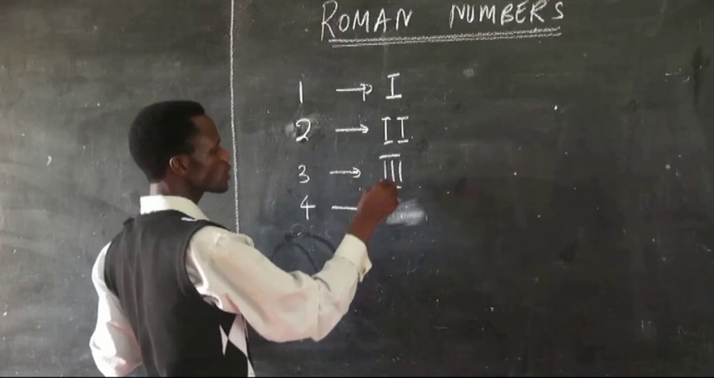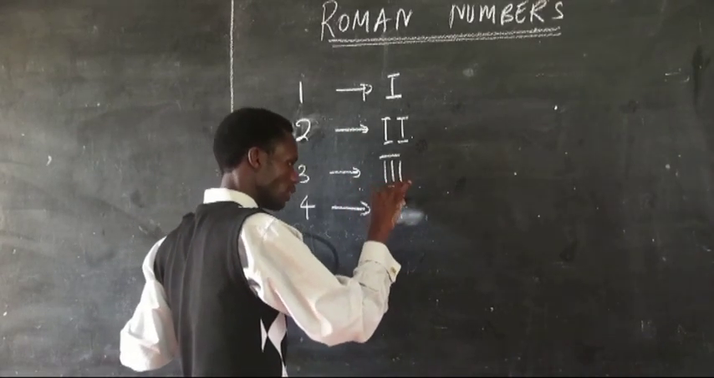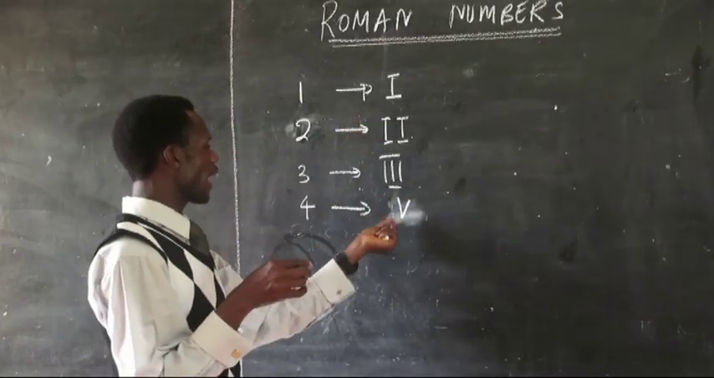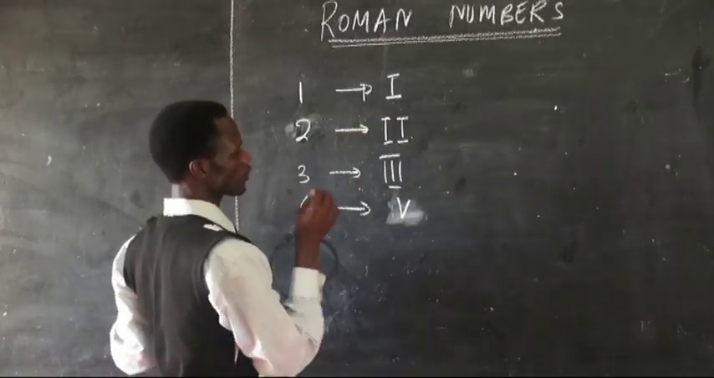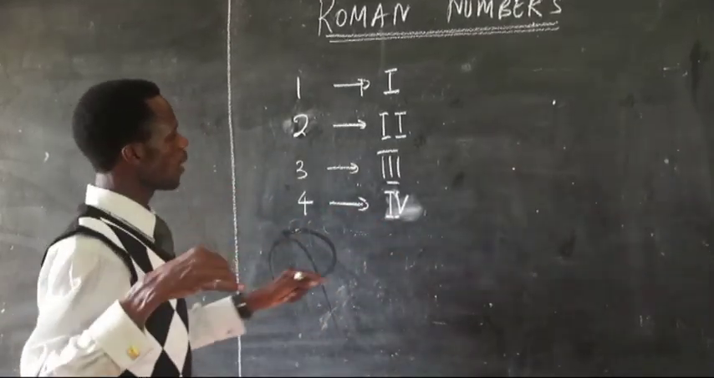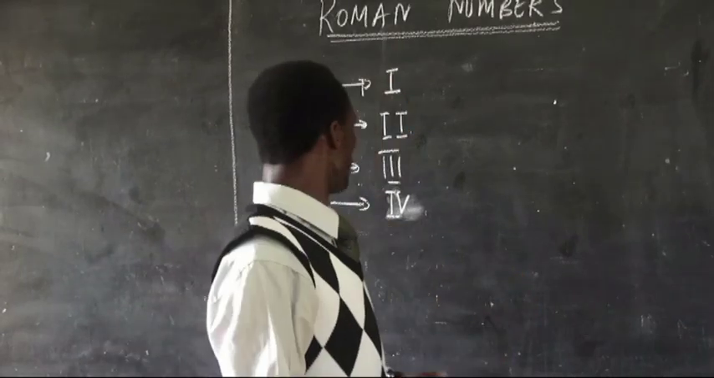Kwa hiyo sasa kama haturuhusiwi, we take the letter which has the greater value, and then you write the smaller letter behind it to show that you have subtracted. Herufi yenye thamani ndogo ikiandikwa nyuma ya herufi yenye thamani kubwa, maana yake ni kwamba hapa unatoa.